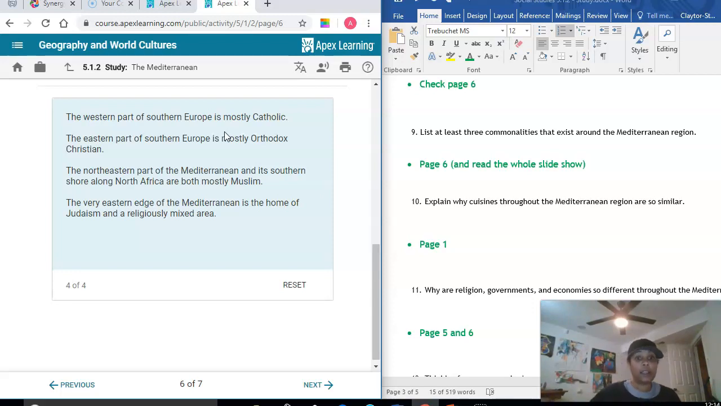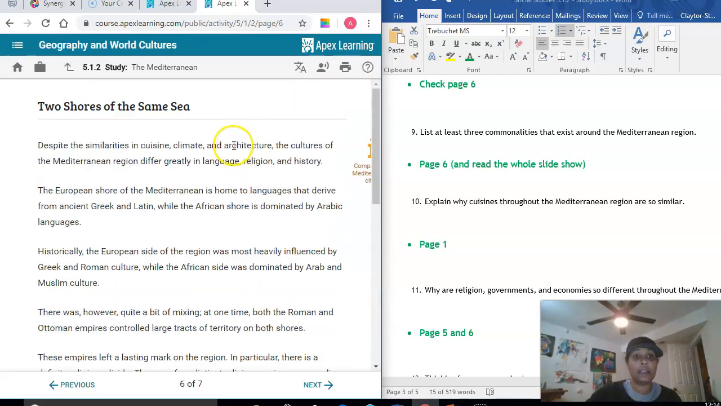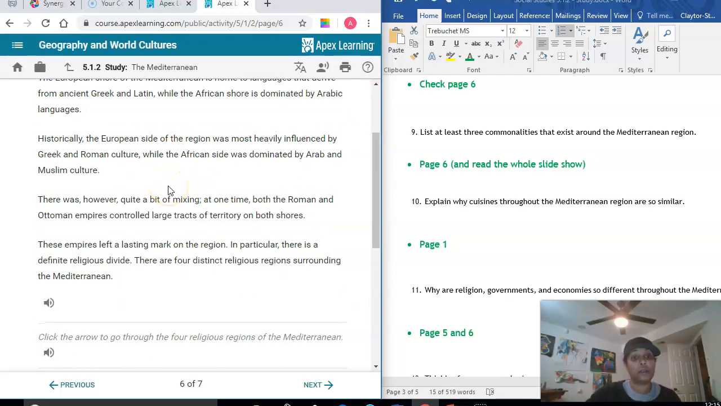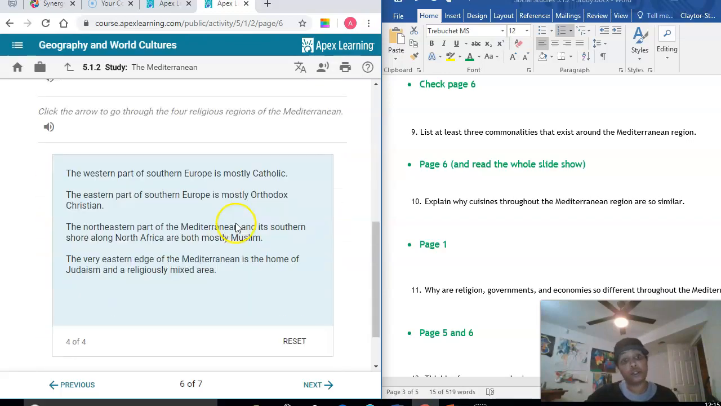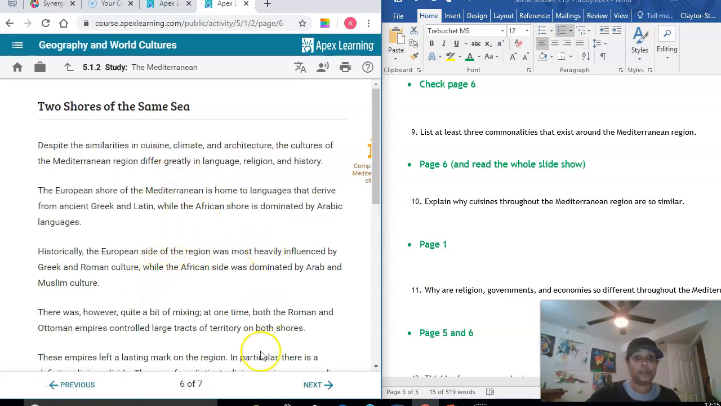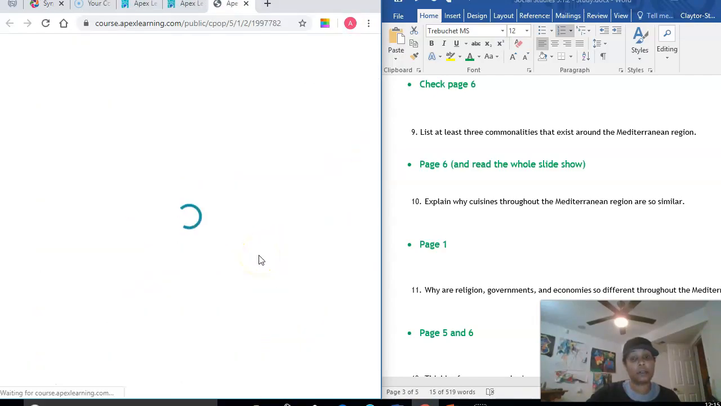I can take a look here in this chart, and I can see it a little bit better here in my reading. Also pay attention to the cultures when it comes to languages as well. And this has quite a bit of mixing at one time. Roman and Ottoman empires controlled tracts of territory on both shores. There was a religious divide, but they want commonalities. So you want to take a look here and a little bit on page 7 as well. Page 7 is your study guide, but this is where most of your information will be, and you want to click on the comparison of the Mediterranean as well.